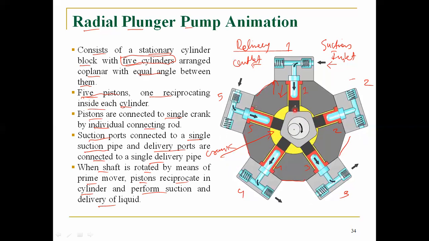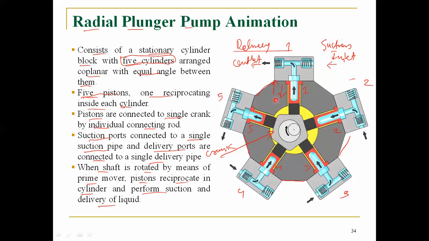In this way, the radial pump will operate. Here 5 pistons are used, but you can use up to 7 or 9, so the number will be odd.